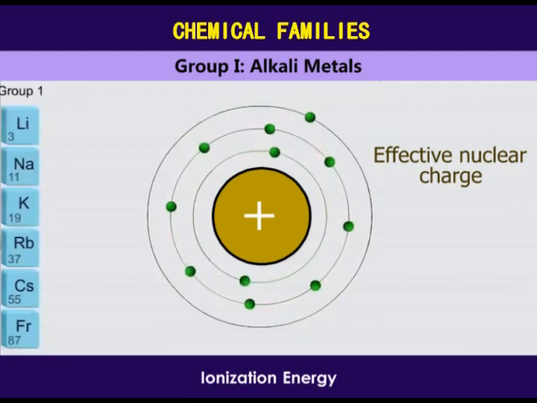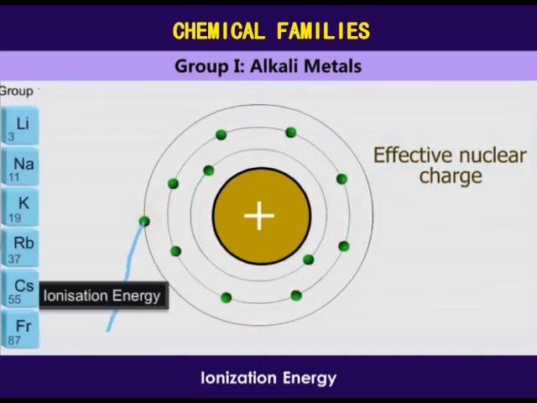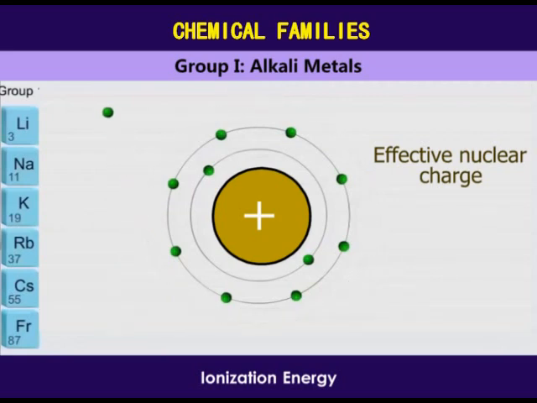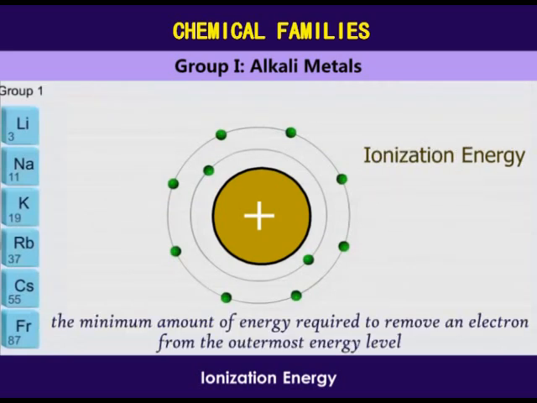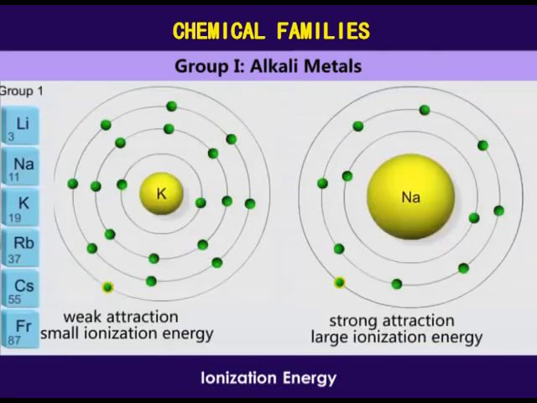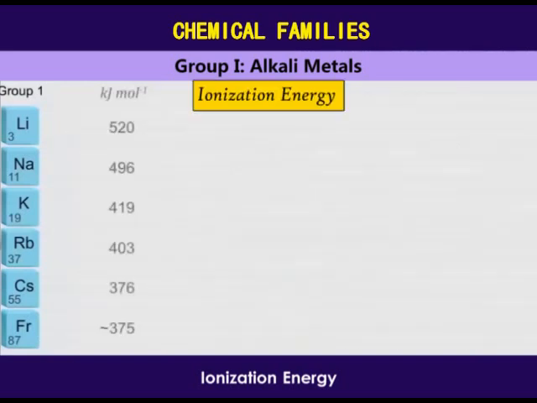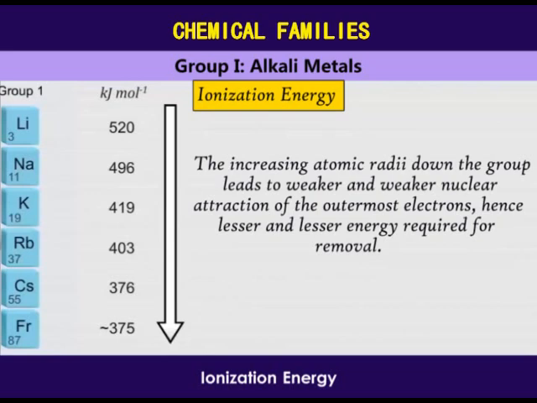In order to remove the outermost electron from an atom, we need to apply some energy to overcome this nuclear attraction. This energy is called the ionization energy. Ionization energy is the minimum amount of energy required to remove an electron from the outermost energy level. If an electron is farther from the nucleus, it experiences weaker attraction and thus it's easily removed or lost from the atom. So the ionization energy decreases with increasing atomic radius. For Group 1 elements, ionization energy decreases down the group.